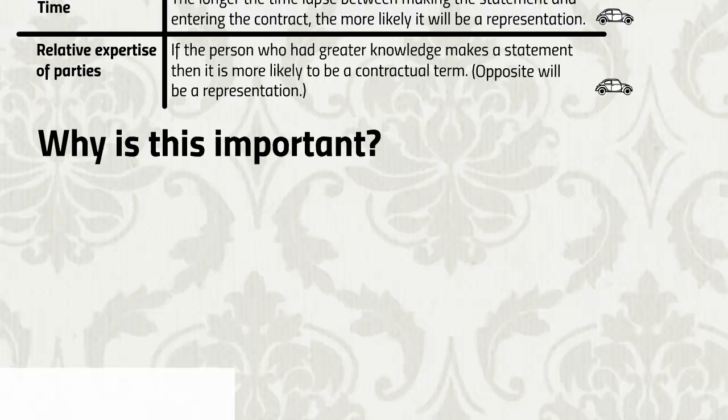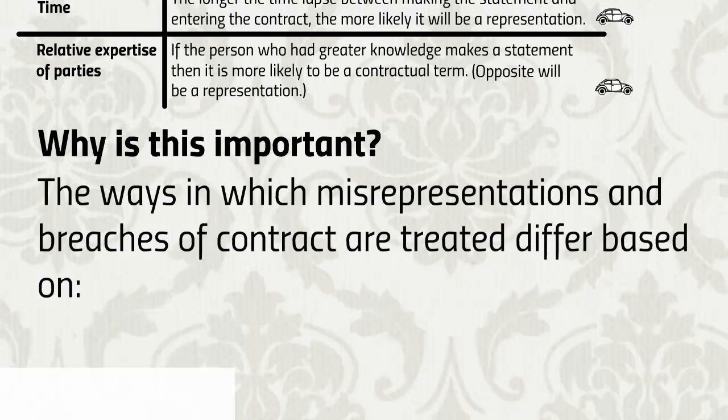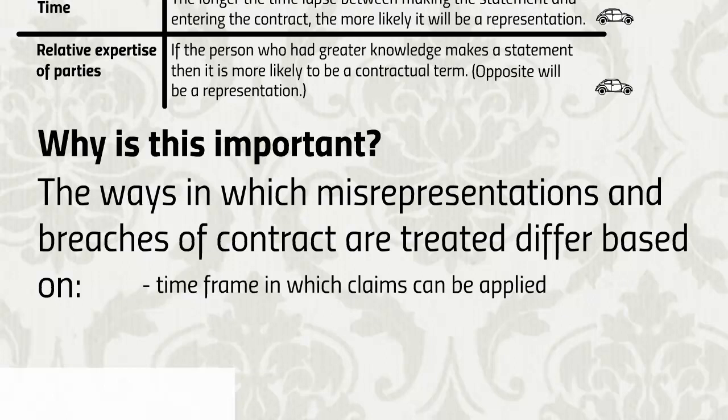Well, we said, didn't we, earlier, that there are 2 courses of action on a statement. One way is for a breach of contract, terms of contract, and the other way is for representation. So obviously, there are different causes. It's important because you have to know which one to take, and also each one has a different impact. Because misrepresentation and breaches of contract are treated differently. And they're treated differently based on a number of reasons. The first is the time frame in which claims can be applied. The second is the right to terminate a contract. Now, the right to terminate a contract is much easier in the case of misrepresentation.